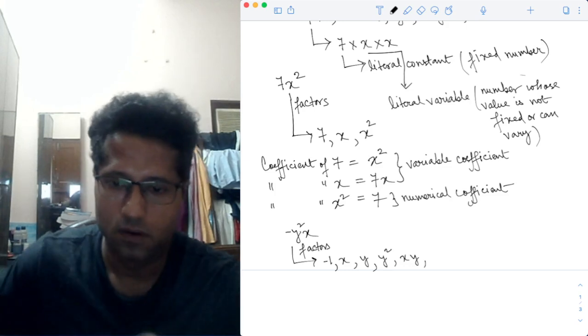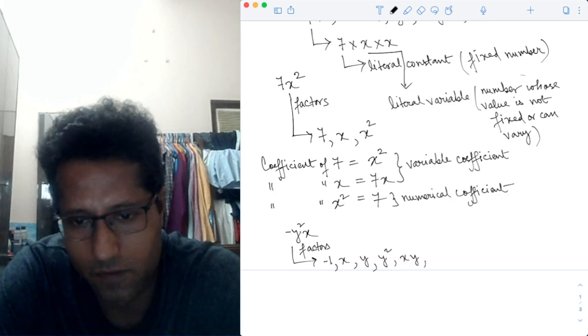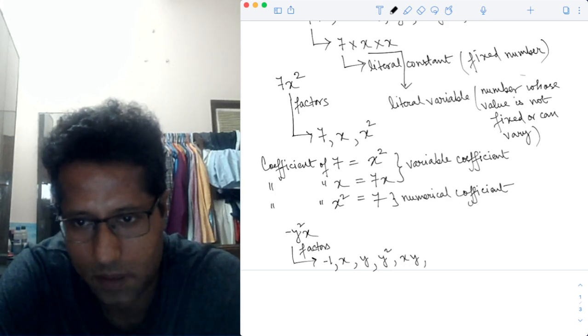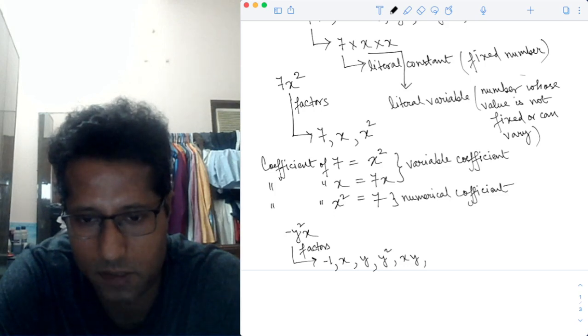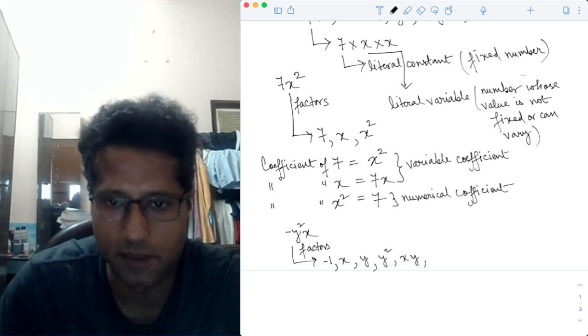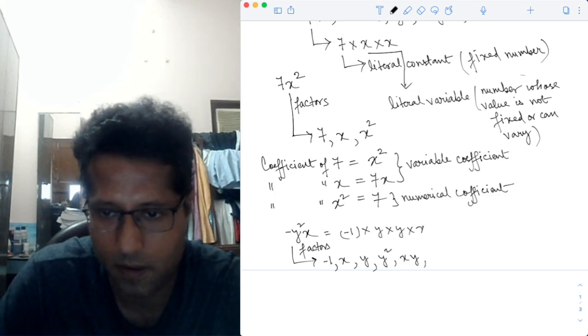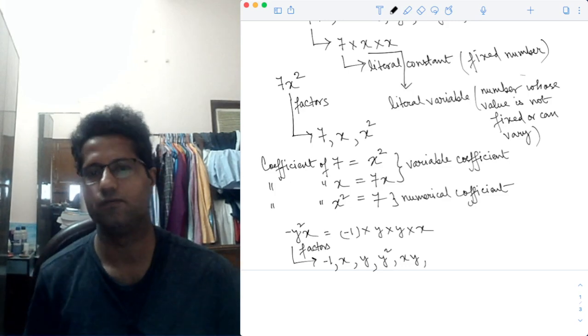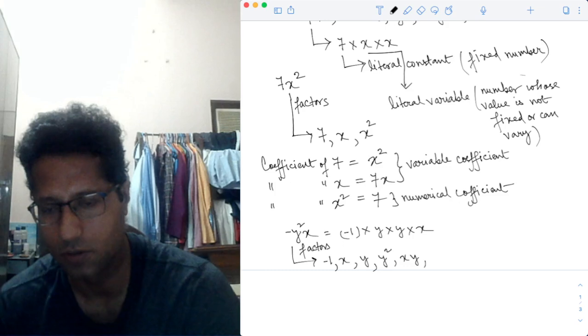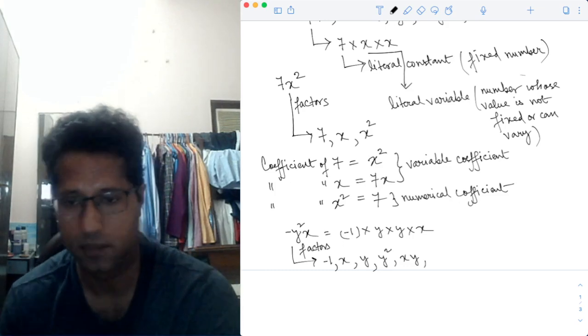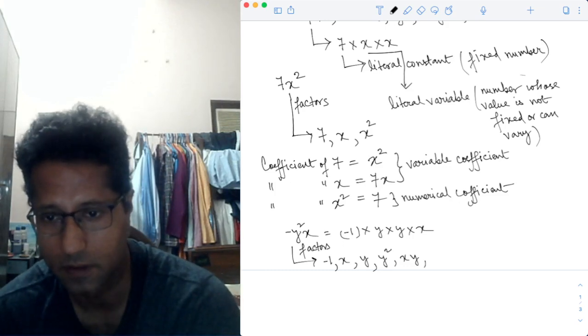Factors, no, I think this is fine. The factors will be minus 1, that is the numerical part of the term. Minus means it's minus 1. Now this, what is this? This is nothing but minus 1 multiplied by y multiplied by y multiplied by x. Now the factors will be any combination of the constants and variables that you can think of from the term.